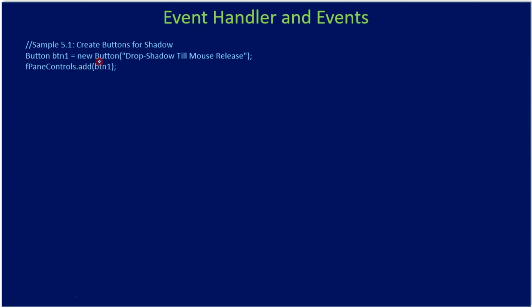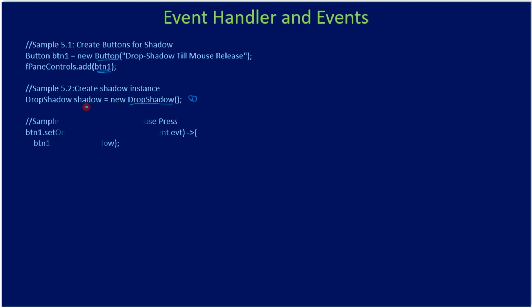So here in the example we will create a button, then we will add it to the node list of the flow pane. Then if you see here, we are creating the DropShadow object and referencing it as shadow. This DropShadow object is from the effect package. So we will pick the DropShadow, create the instance, and we have shadow as a reference.